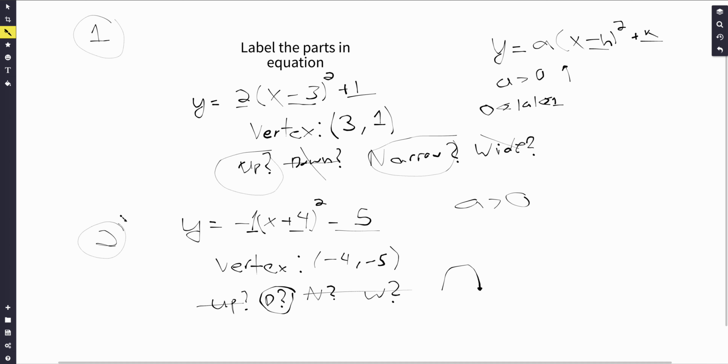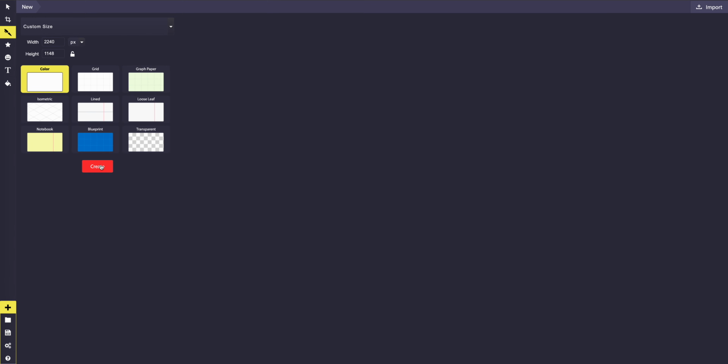So yeah. Let's get into turning standard form into vertex form now. This is also a key concept you guys need to remember. I'm just going to label this standard form to vertex form.